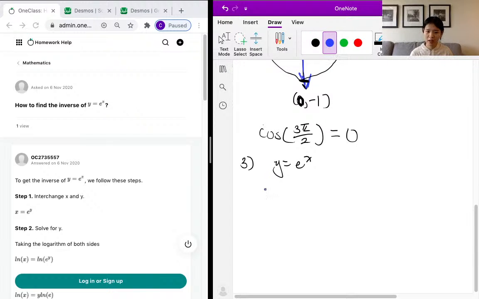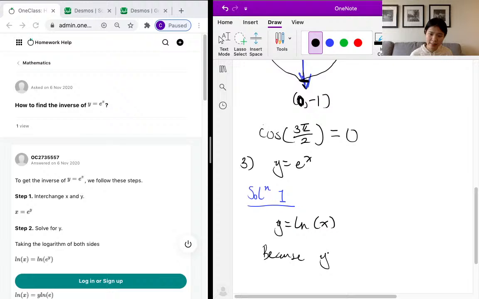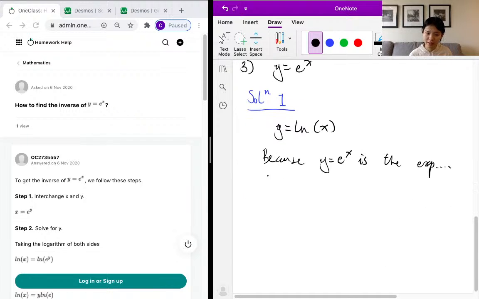The first way, let's say solution 1, is obviously just directly saying that the inverse of y equals e^x is y equals ln of x. Why? Because y equals e^x is the exponential function, and the inverse of the exponential function is the ln function.